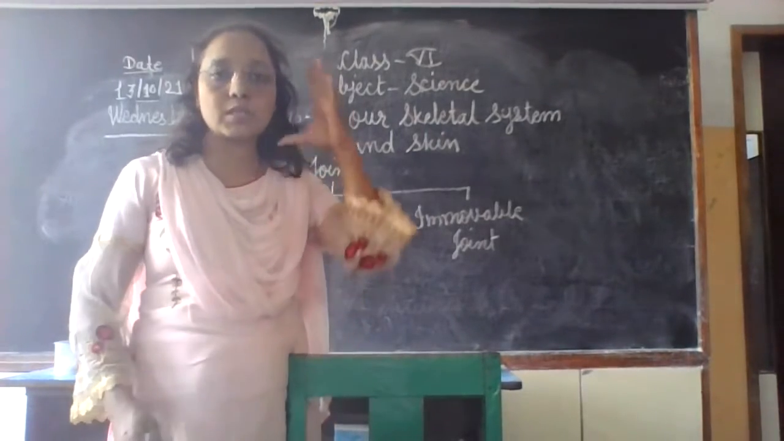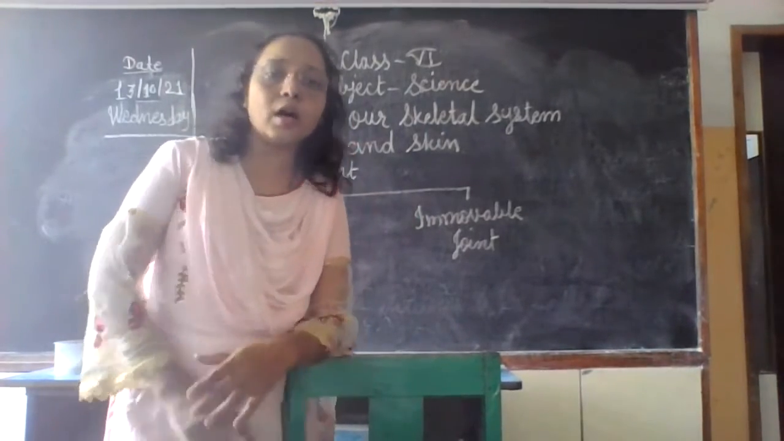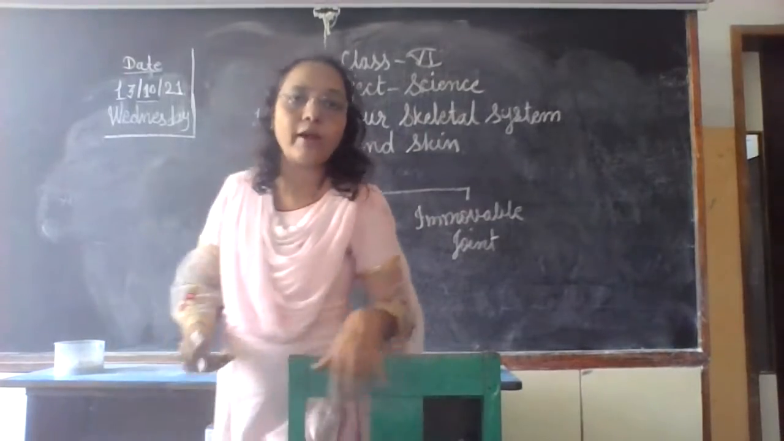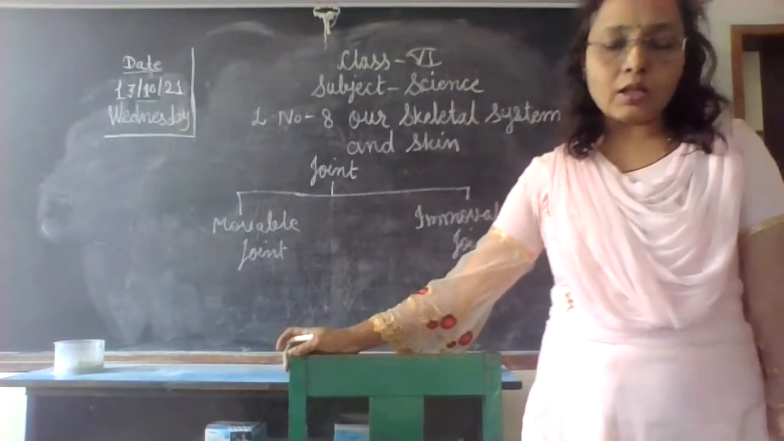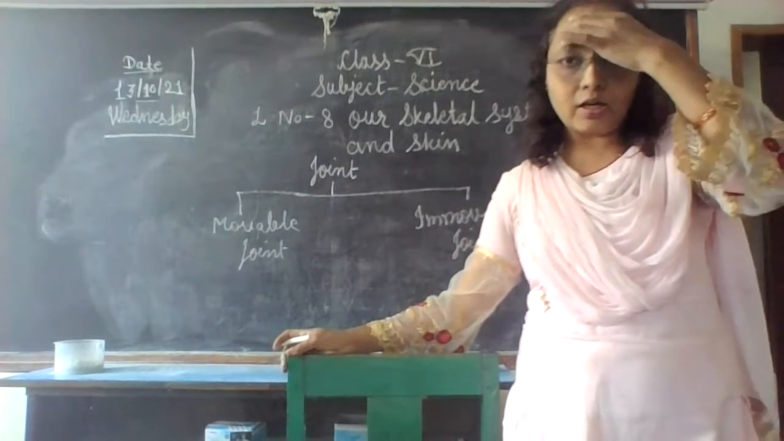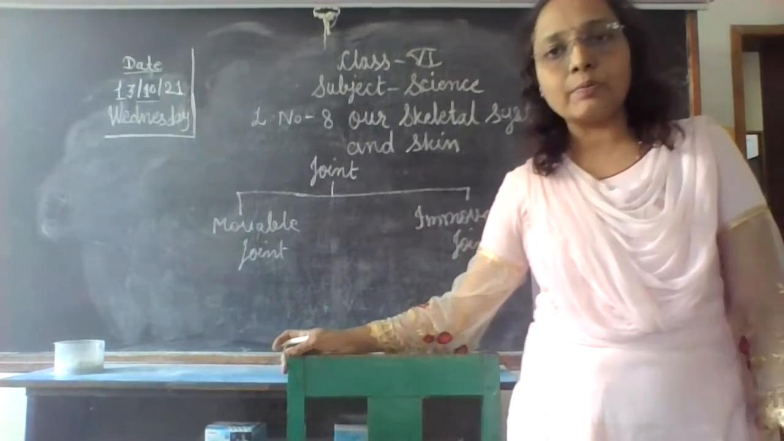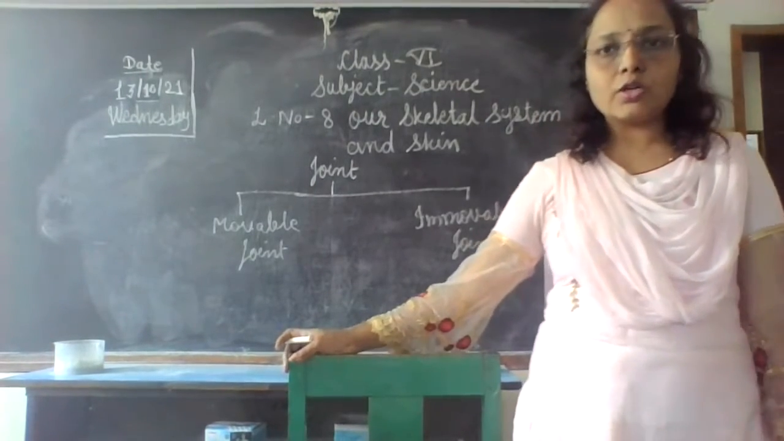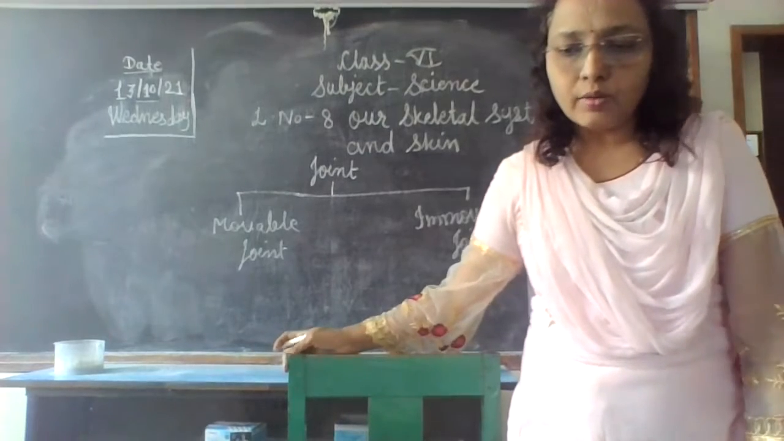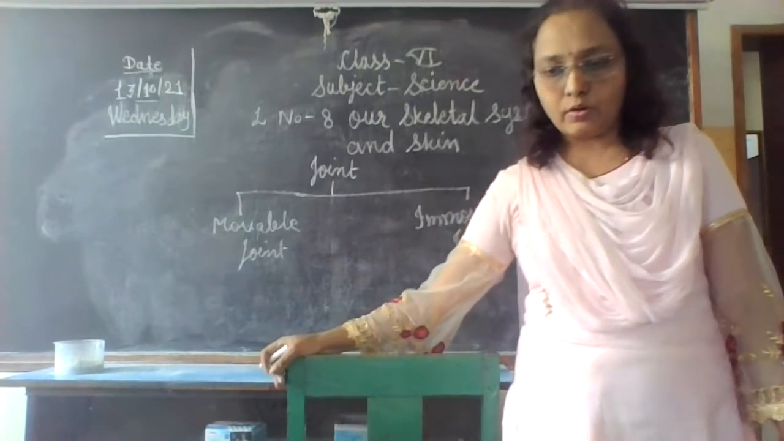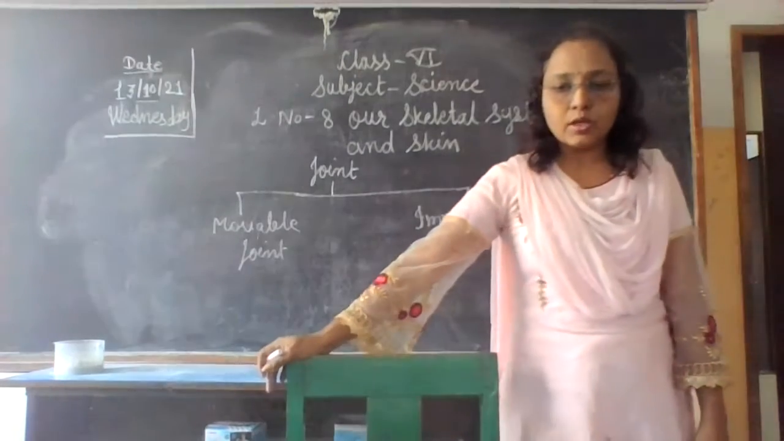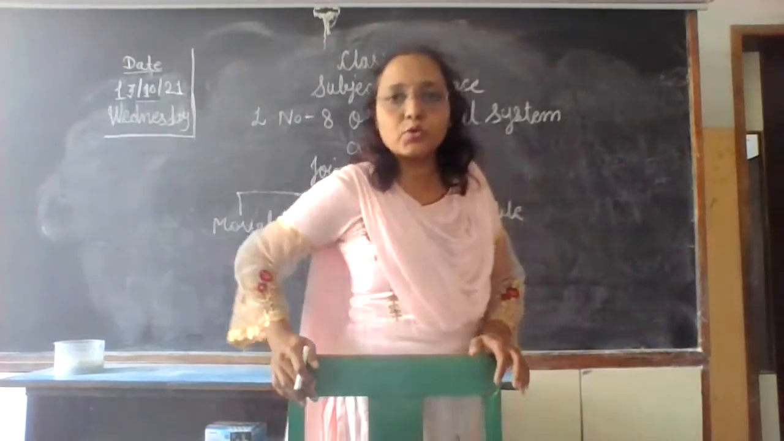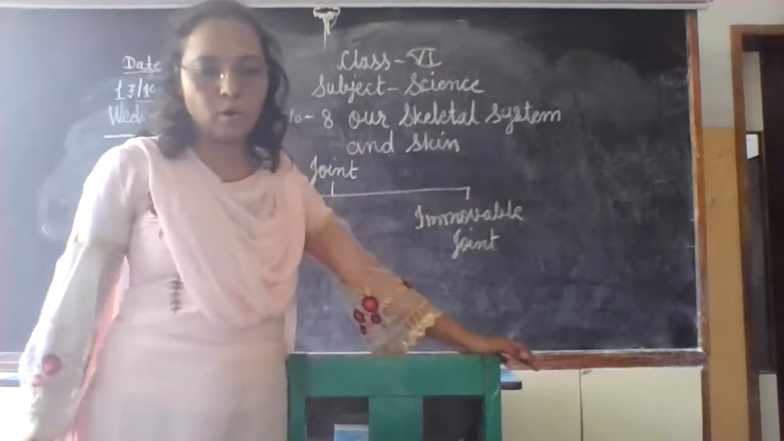So the bones of the skull, our skull consists of 22 bones, of which all the bones are fixed on the face except the lower jaw. So the lower jaw is the only movable bone. The bones of the skull are immovable bones. So there are various types of joints present in our body.